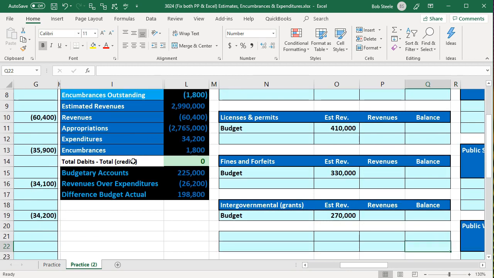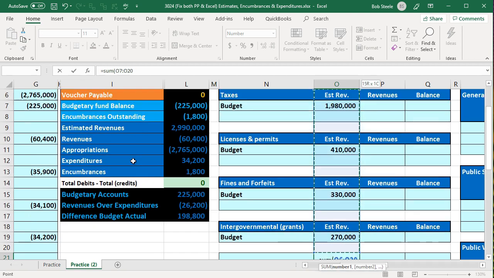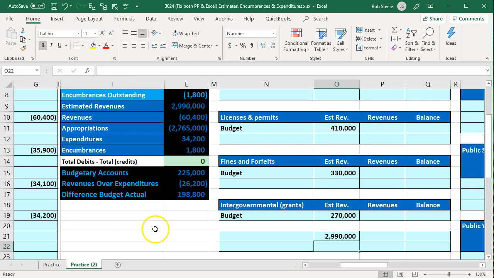And then if we total this up, I'm going to total this up here. We're going to say this equals the sum of adding these up. Don't worry about the words. They won't throw off the total. And this line item then should match up to our estimated revenues. So now we have the detail down here of the estimated revenues.